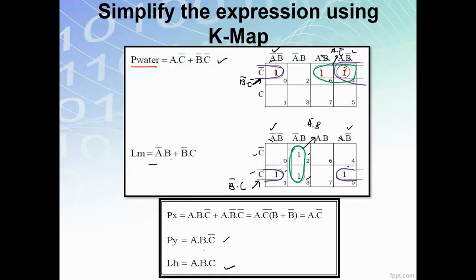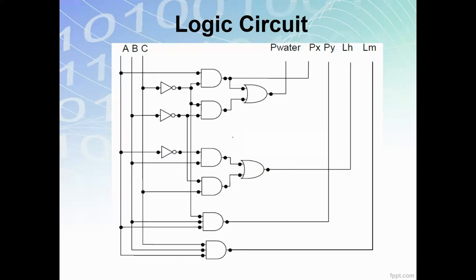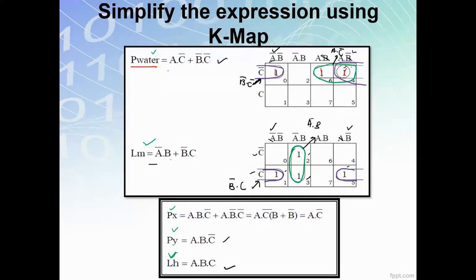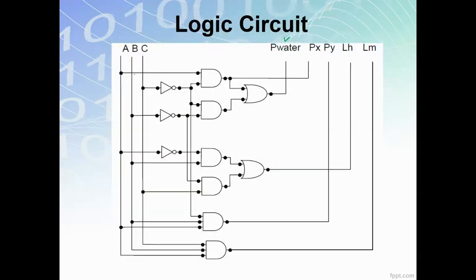So what you need to do with all these is transform all these output expressions, P water, red light, PX, PY and the green light here, into the logic circuit diagram. Draw this carefully. You have 3 inputs, so do it one by one. For P water, we have A bar dot C bar plus B bar dot C bar. So you have A bar dot C bar. You have A bar, A, alright.